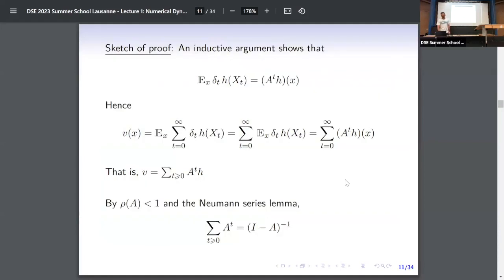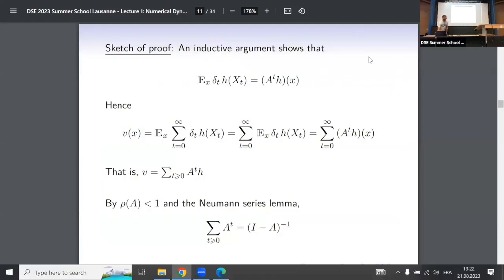Okay, so can I get rid of the layer? Yeah, can you speak? Yeah.